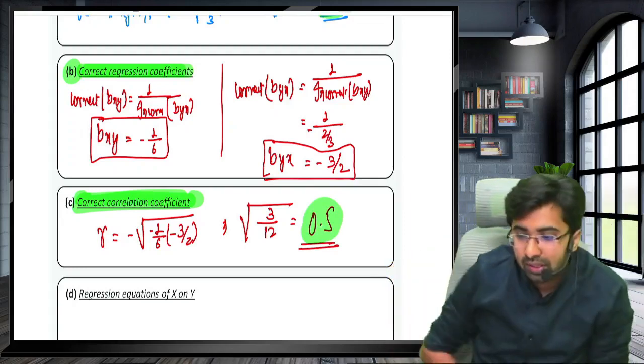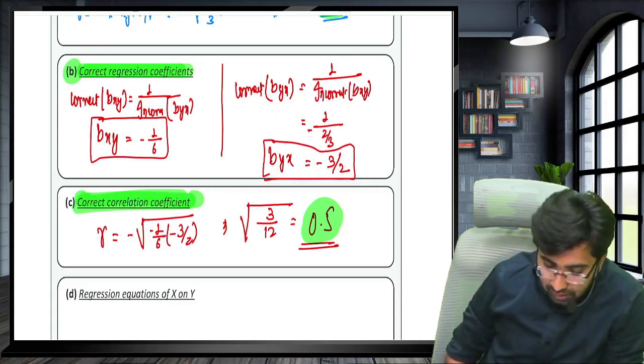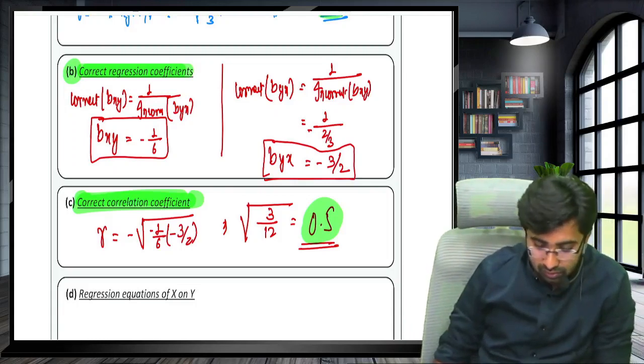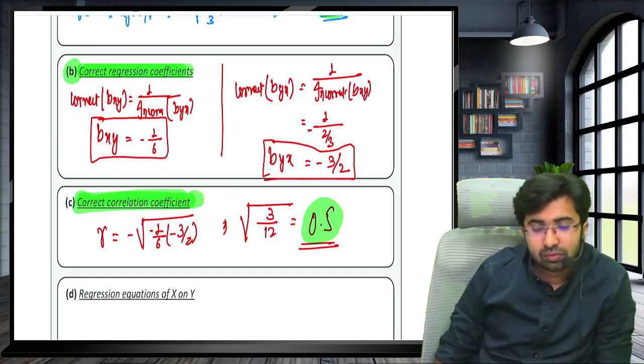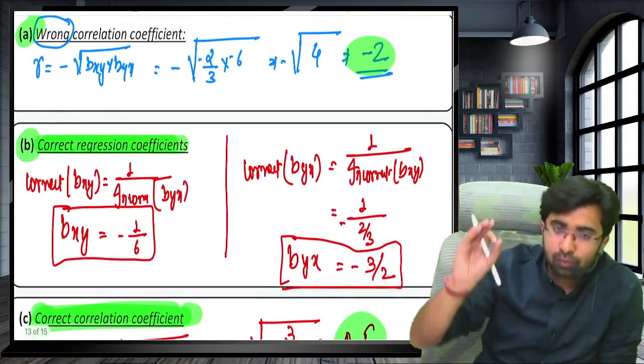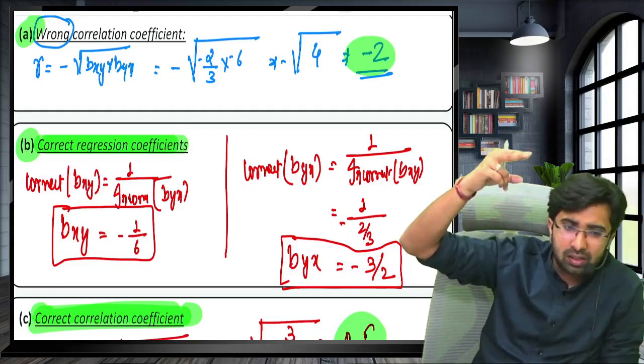Guys, is this point clear? Ranjit, is this point clear? Guys, everyone, is this point clear or not? See, Sanjay, is the second point clear? You have to take the reciprocal of the incorrect one. You will get the corrected bx on y.